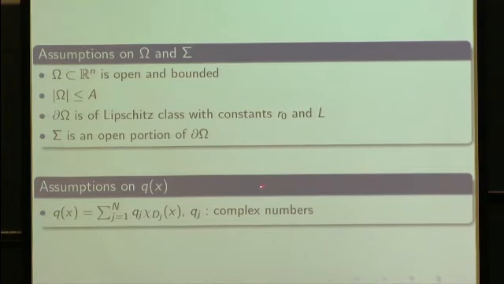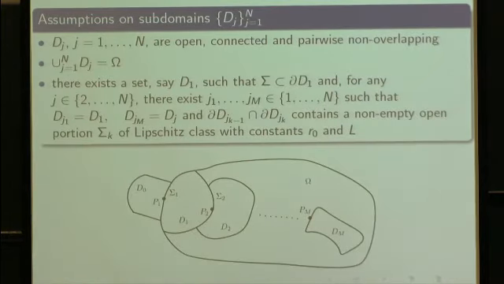It's piecewise constant. Inside each subdomain D_g, it's just a constant. But we can make it complex, actually. Not only a real number, it can be complex valued. Okay, some assumptions on those D_g. This is the subdomain, and this is the mathematical setting of those subdomains.